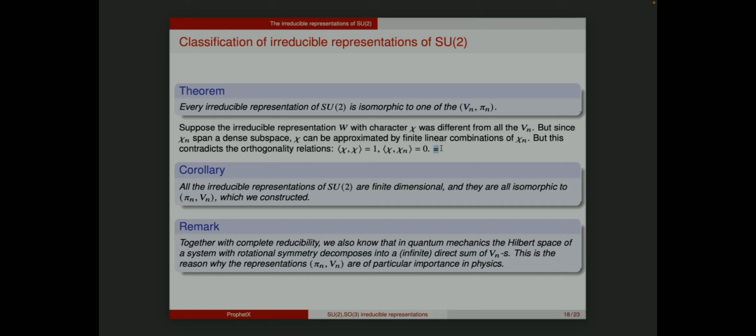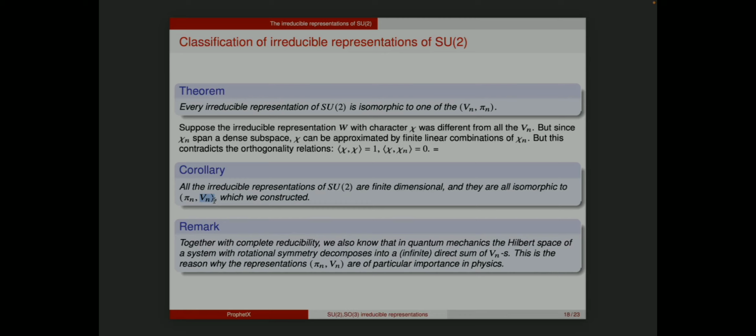Okay, so now we obtain that the representations pi n and Vn, which we constructed, are all the irreducible representations of SU2. So in particular, in words, the irreducible representations of SU2 are the complex homogeneous polynomials in two variables of degree n. These are the Vn here. So these are all the irreducible representations of SU2.